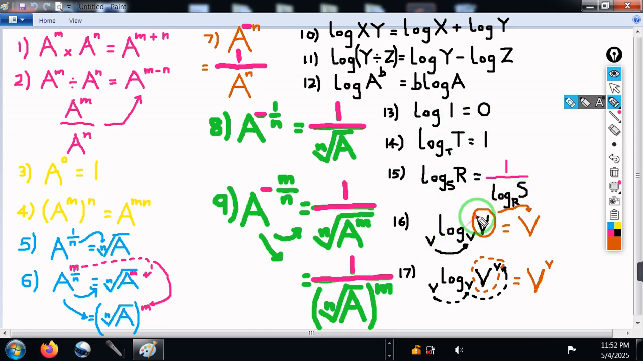Little v to the power of log of capital V to the base of little v is equal to capital V. Little v to the power of log of capital V to the power of little v to base of little v is equal to capital V to the power of little v.